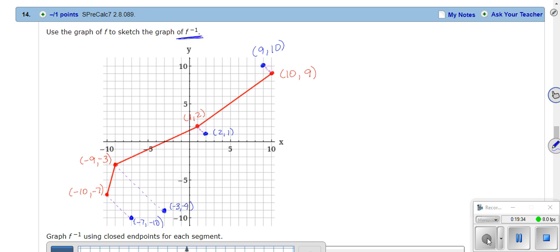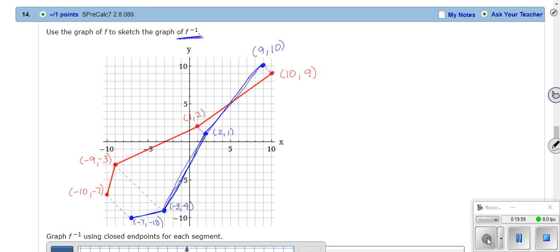So if I draw a straight line now from each of these points, let's see if I can manage to do this without screwing up too badly. Okay, that is my inverse function graph. I can't even stay on a straight line. You all get the idea.